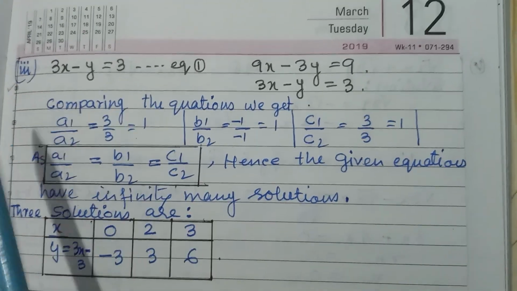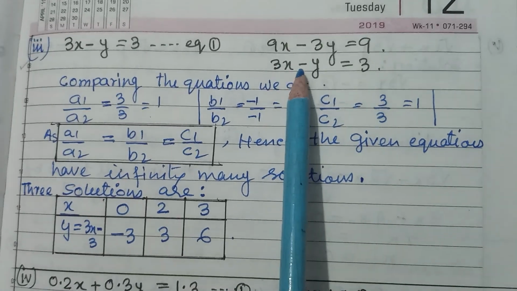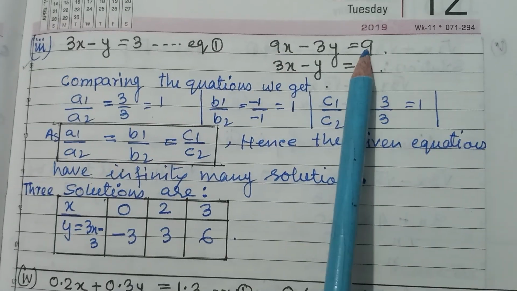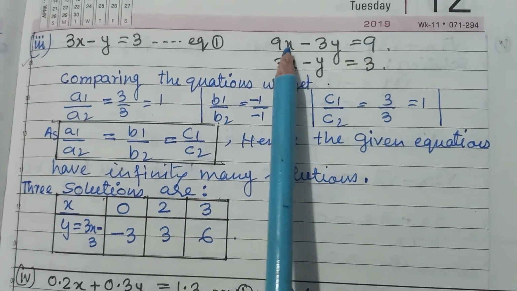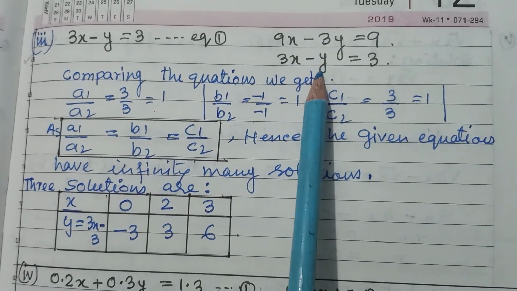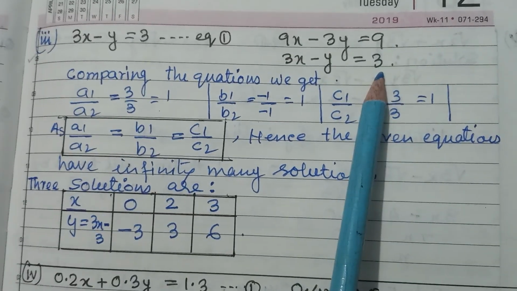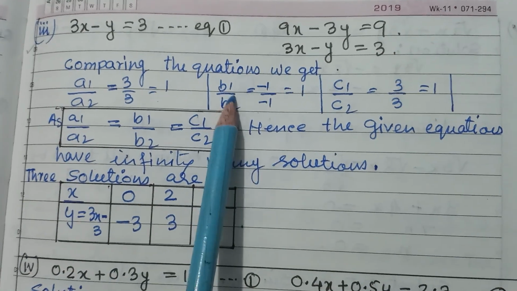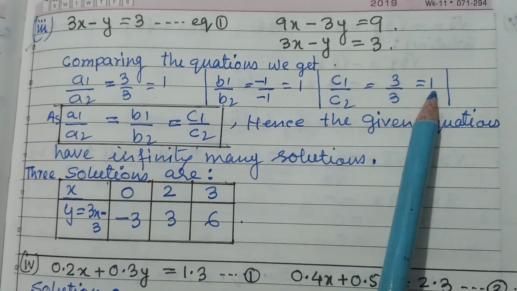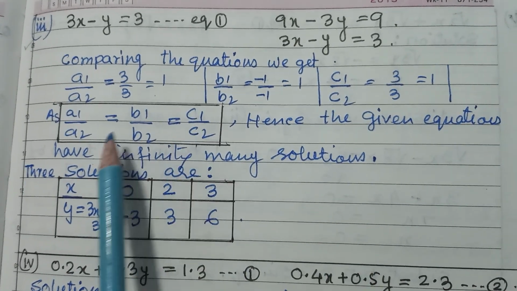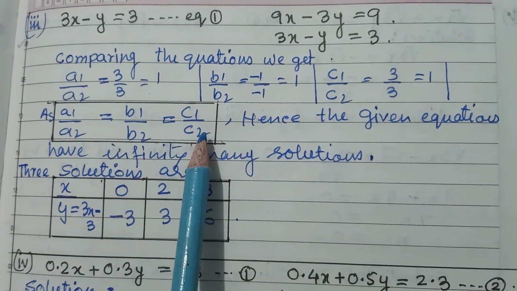this one. Here you check it. This is 3x minus y is equal to 3, and the other is 3x minus y; if you take 3 as common and divide by 3, it is 3x minus y is equal to 3. These two equations are the same. So comparing, a1 upon a2, b1 upon b2, c1 upon c2, these three ratios are the same. Therefore, they are coincident lines and there are infinitely many solutions.